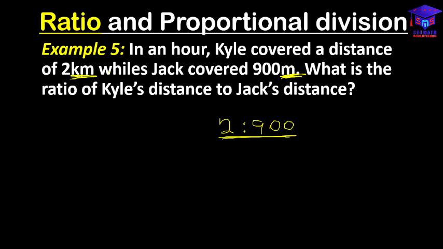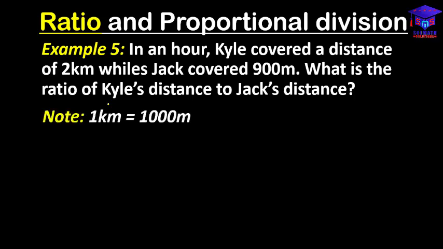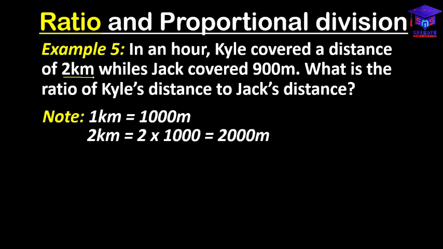Alright, and so let me change the kilometers to meters. Anytime you want to change kilometers to meters, we have to remember that every 1 kilometer is equal to 1,000 meters. And so if we have 2 kilometers and we want to change it to meters, it's simply going to be 2 times 1,000, and that will give us 2,000 meters.